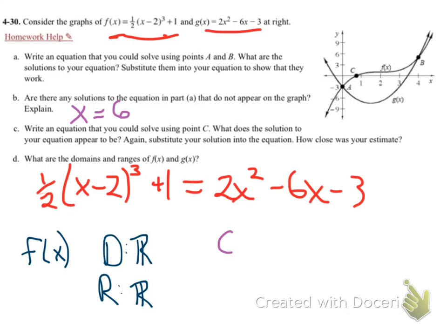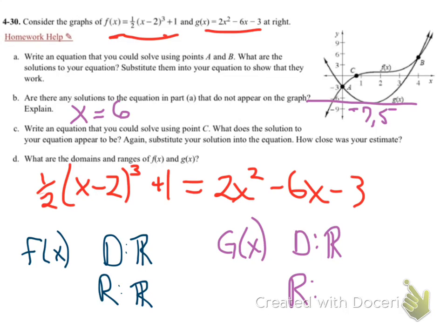When I look at g of x, the domain for that parabola is going to be, again, all real numbers. However, the range is not going to be all real numbers. The range has a definite lowest point. That point right there is the vertex. I can figure out that vertex. It is at negative 7.5. That is my y value for the vertex, so that is the lowest point. So I have y is greater than or equal to negative 7.5.